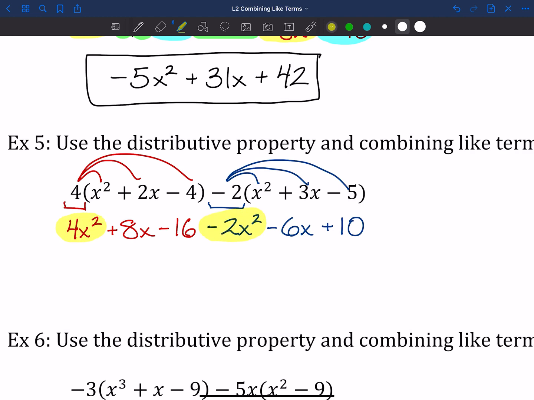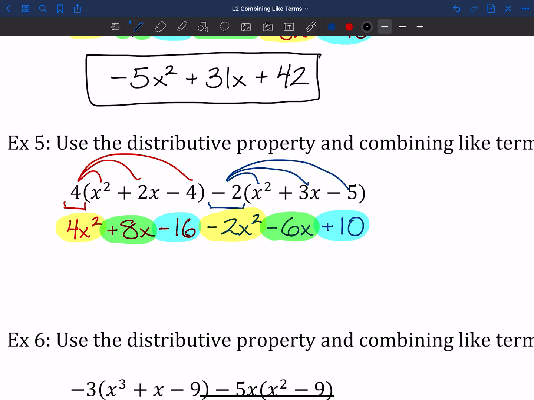I got some x squareds that match up. We've got some regular old x's that match up. And then we've got some regular old numbers, right? Sometimes I have people that forget that numbers are like terms. Like 16 and 10, you can still add those. We've been doing that for years. So don't forget that numbers count as well. You can add and subtract numbers.